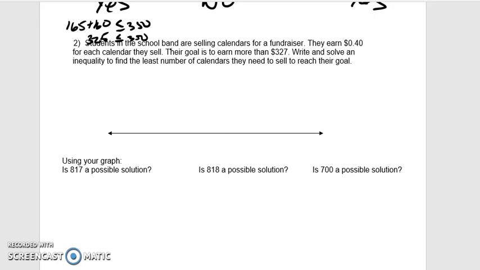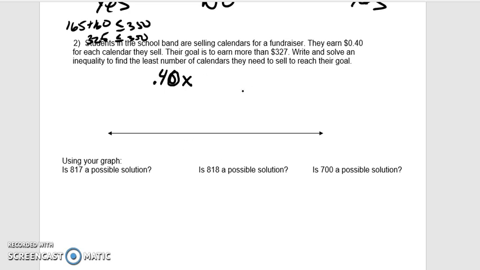All right. So they earn 40 cents for every calendar they sell. Their goal is to earn more. So they earn 40 cents for every single calendar. So if they sell like 10 calendars, what would you do? You would multiply. Okay, so 15 calendars. So it is a multiplication. I don't know how many calendars they have, but I would multiply for it.